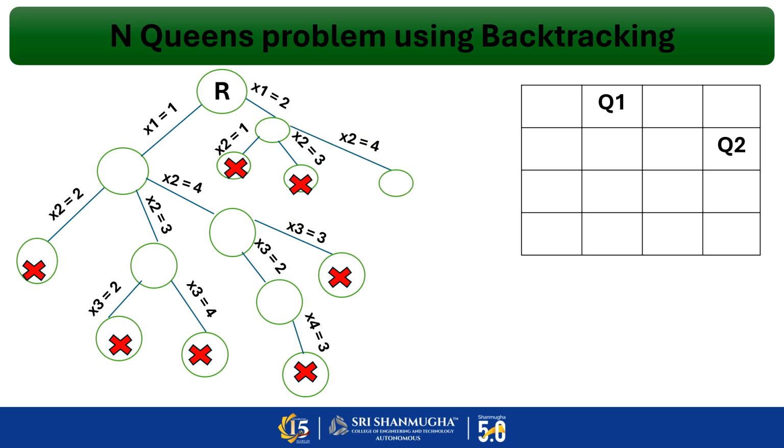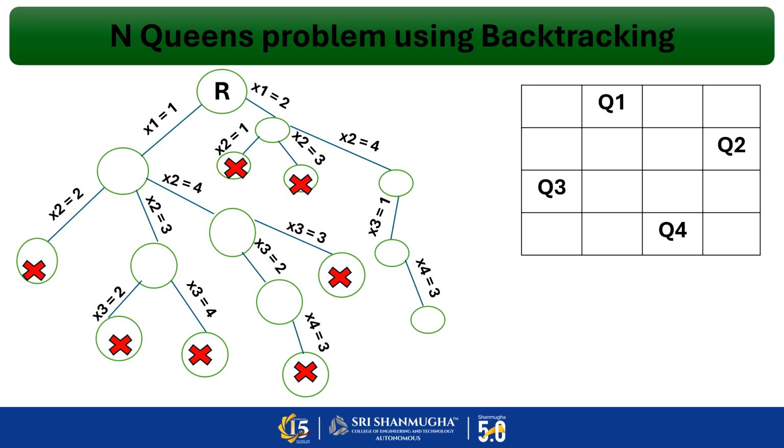Now I am constructing x2 equal to 4. That is, queen 2 is placed in the fourth column, second row, fourth column. As of now, it is safe. As I mentioned earlier, each queen will take each row. So first and second are placed properly. Now below that I am constructing x3 equal to 1. That means queen 3 is placed in the first column. So as of now, it is also safe.